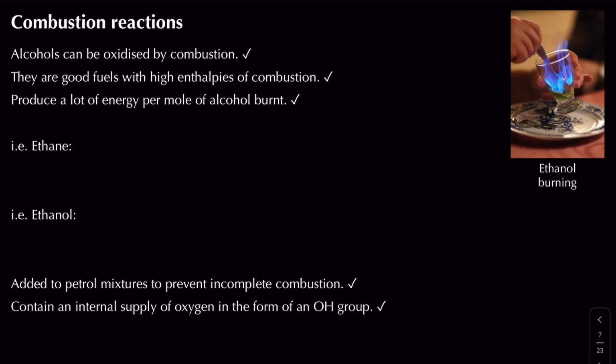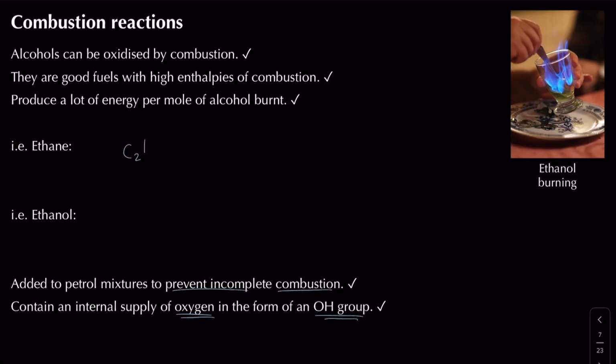Now, in terms of combustion reactions, that's our second type of reaction. Alcohols can be oxidized by combustion like most other organic compounds, and they're actually going to be very good fuels because they've got very high enthalpies of combustion. They produce a lot of energy per mole of alcohol we burn. Now, if you look at ethanol versus ethane, we actually prefer our alcohols because they burn more efficiently, because they have an internal supply of oxygen in the form of an OH group, and that's why we add it to petrol mixtures of octane. We add some ethanol in there to prevent incomplete combustion from taking place to produce things like carbon monoxide. Now, look at ethane versus ethanol.